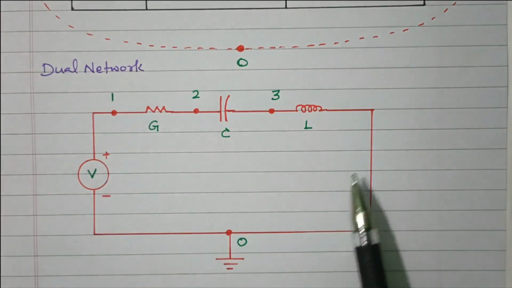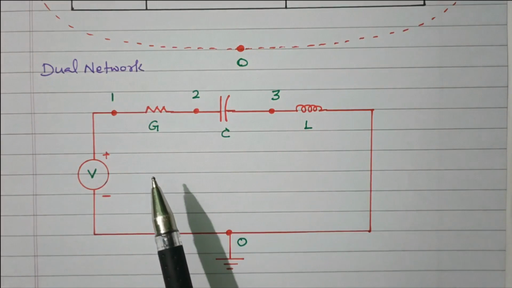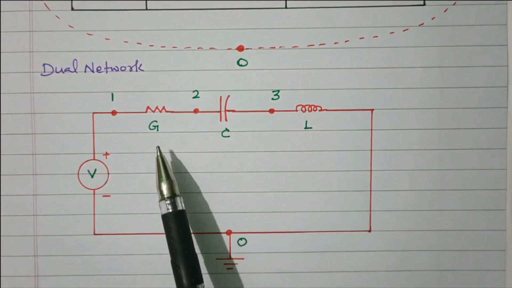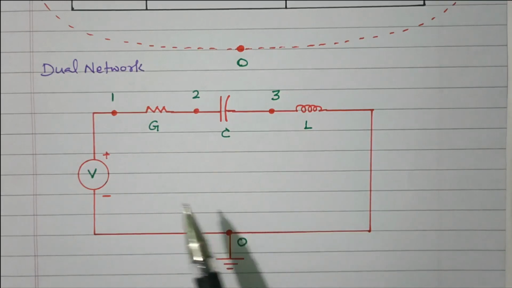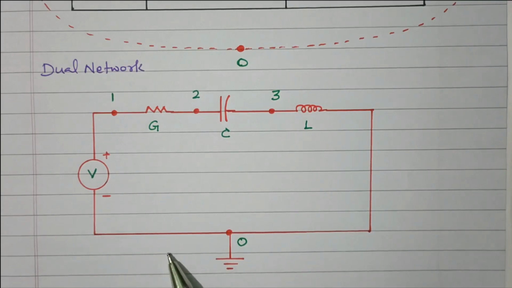Now we need to connect all the elements. So in the original network, resistor, inductor and capacitor are connected in parallel. In the dual network, conductance, capacitor and inductor are connected in series. The current source is converted into a voltage source. So this is the dual network for the given original network.